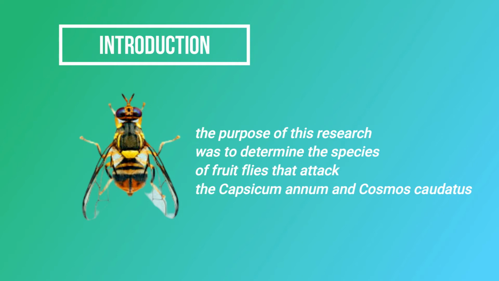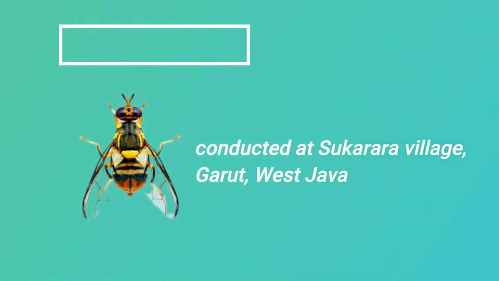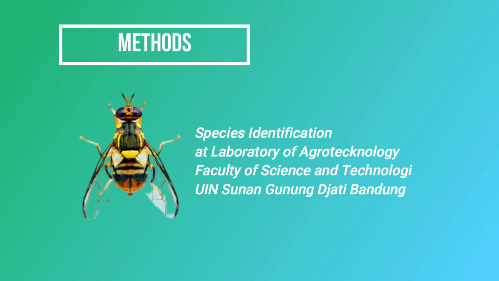and Cosmos caudatus. The method: this research was conducted in a red chili plantation area located in Sukarara village, Garut, West Java, and the identification of fruit fly species was carried out at the FAST Laboratory, Department of Agrotechnology, Faculty of Science and Technology, UIN Sunan Gunung Jati Bandung.